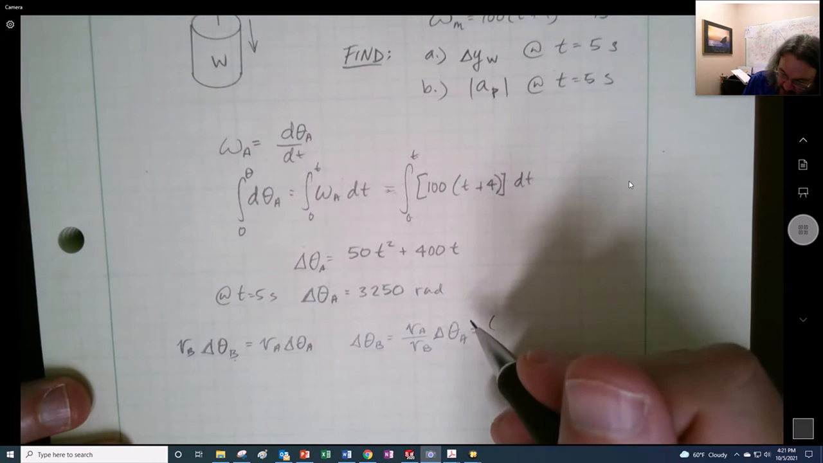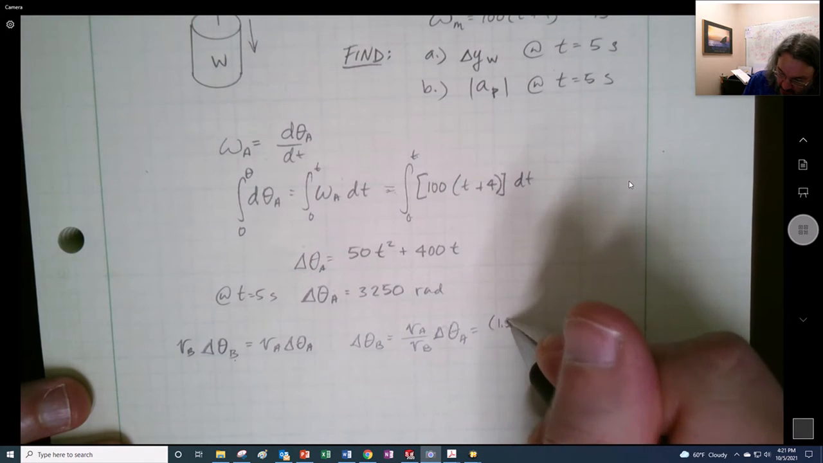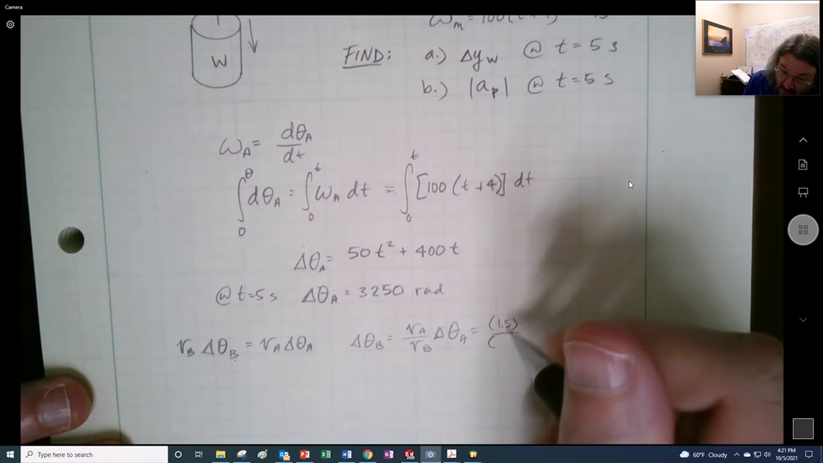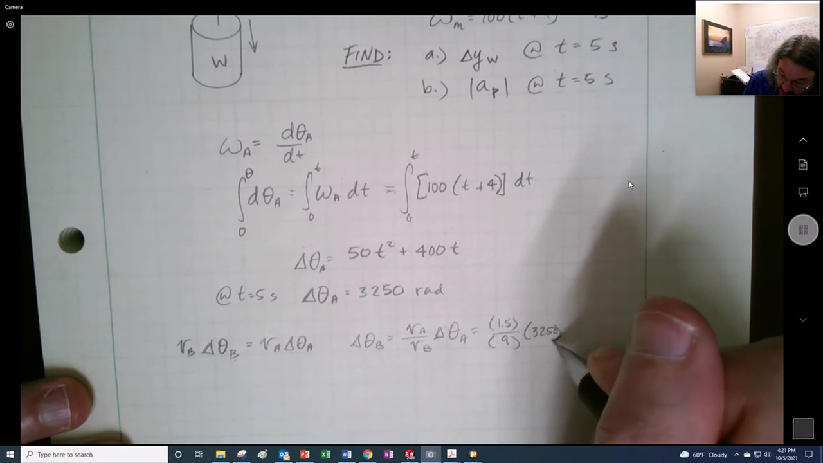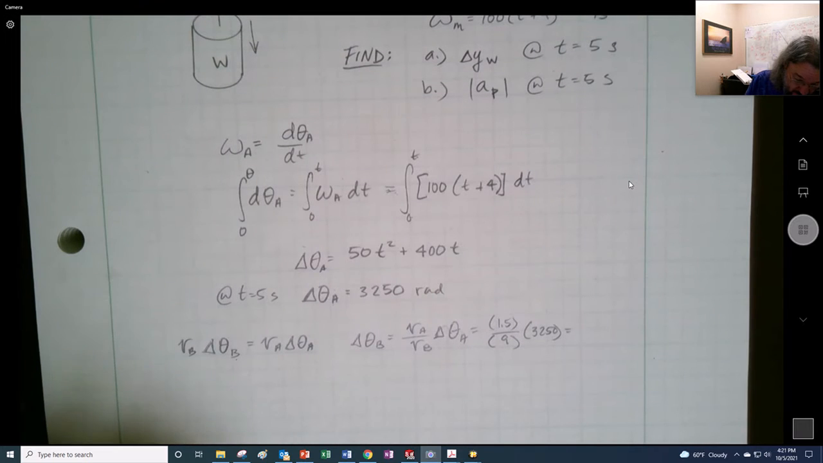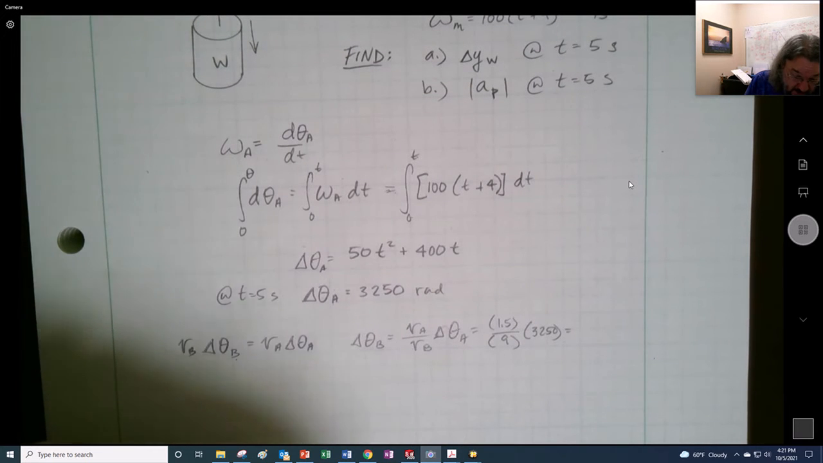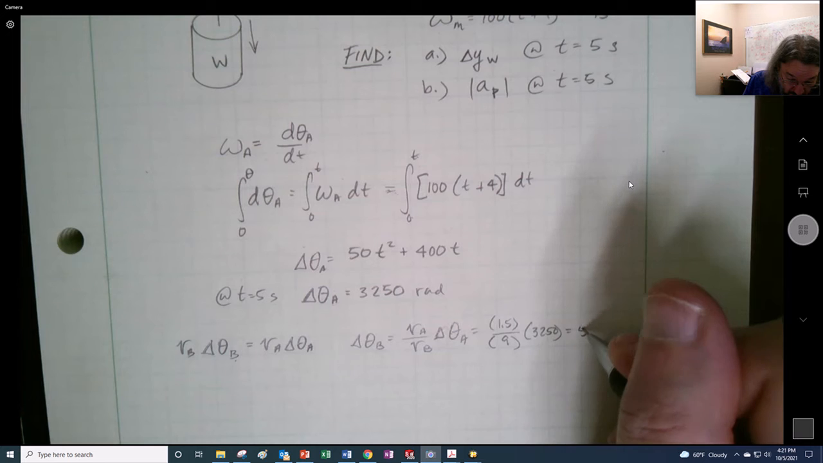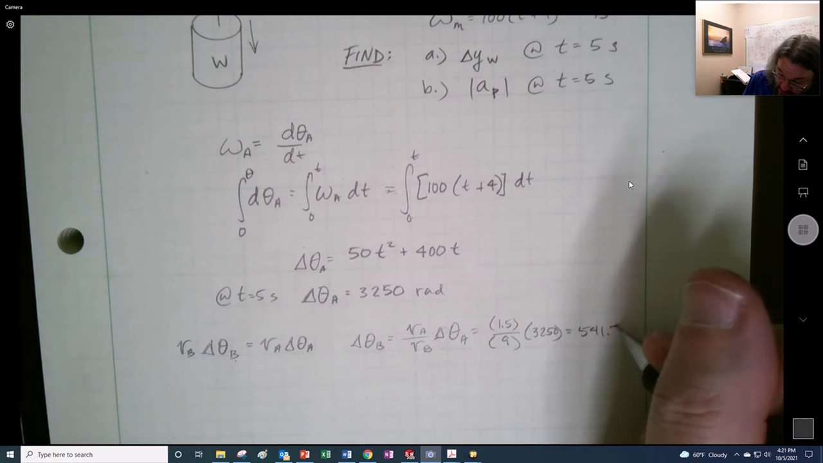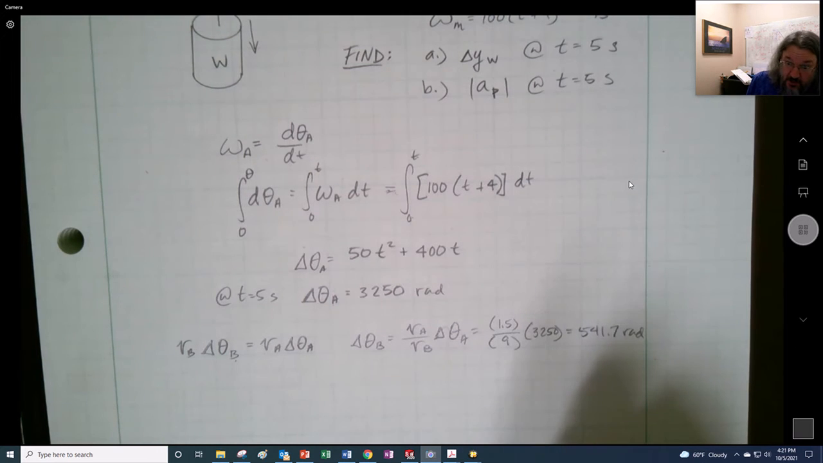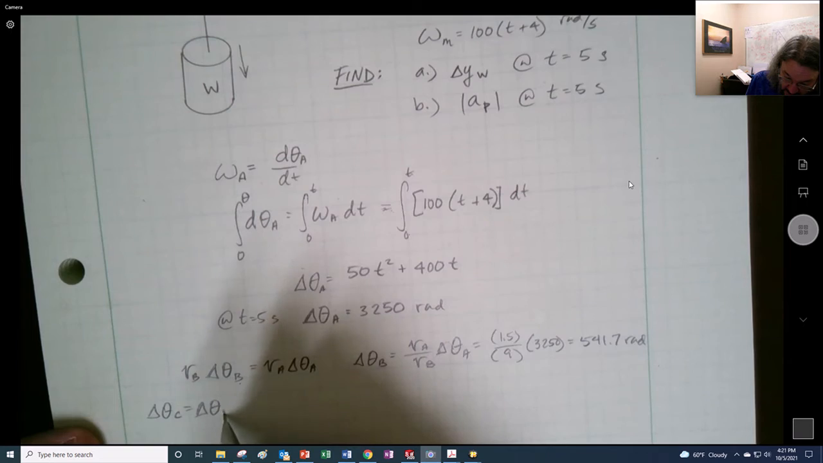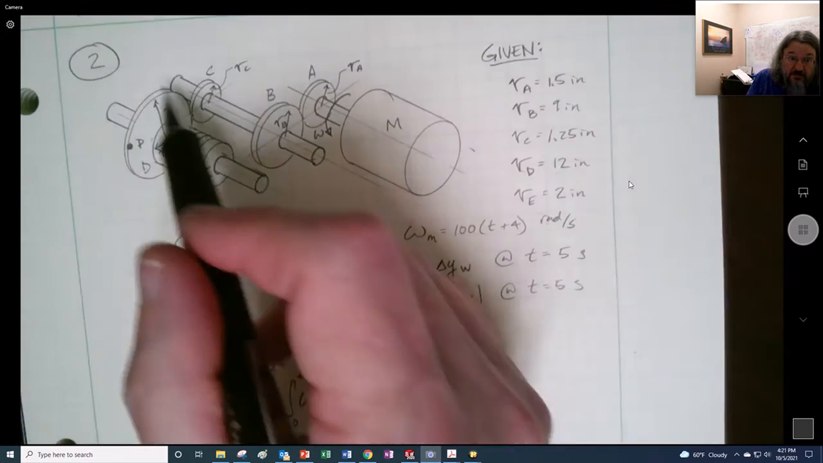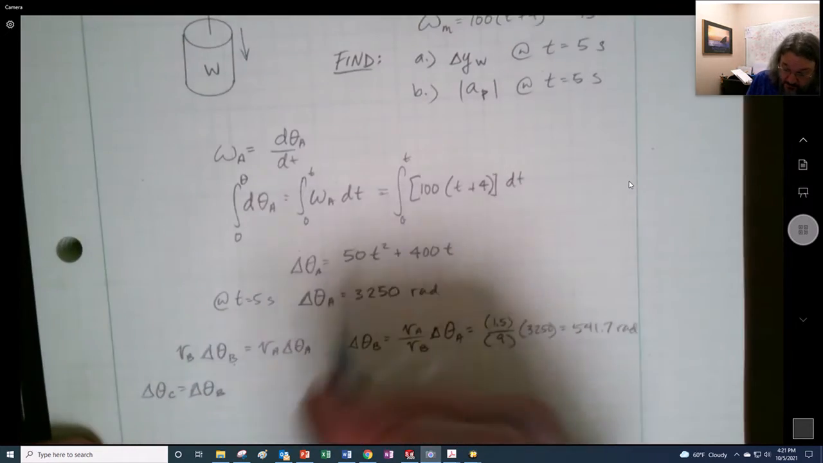So let's see, that ends up with A is 1.5 and B is 9, and this is 3,250. So we're going to have 1.5 times 9 divided, we get 541.7 radians. Now we know that delta theta C has to equal delta theta B because they're on the same shaft. They turn the same number of times.